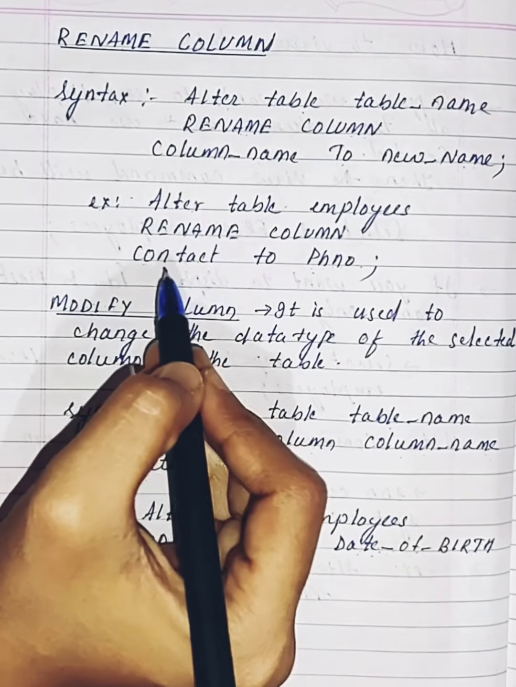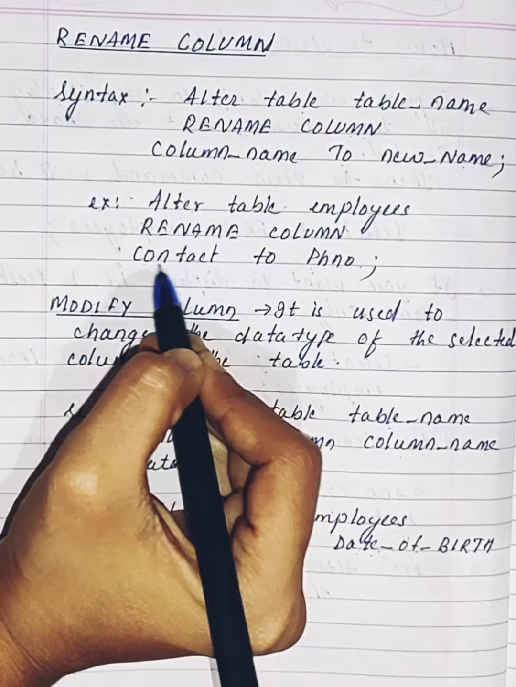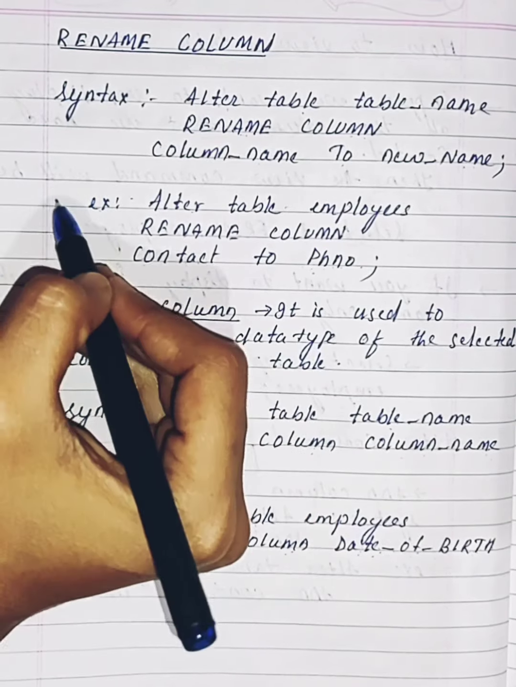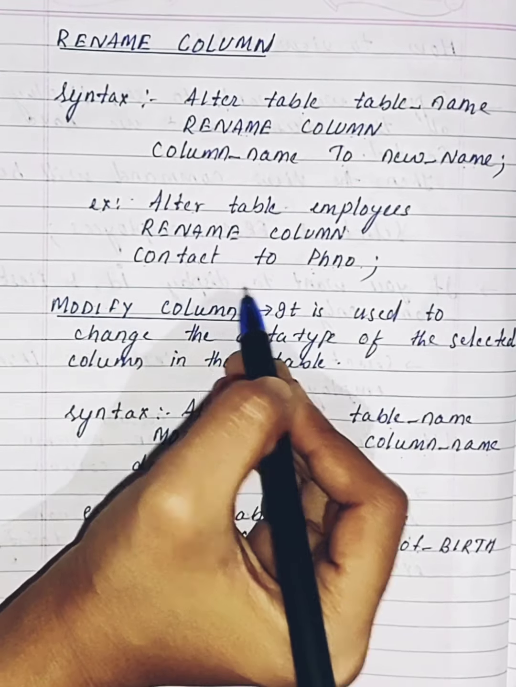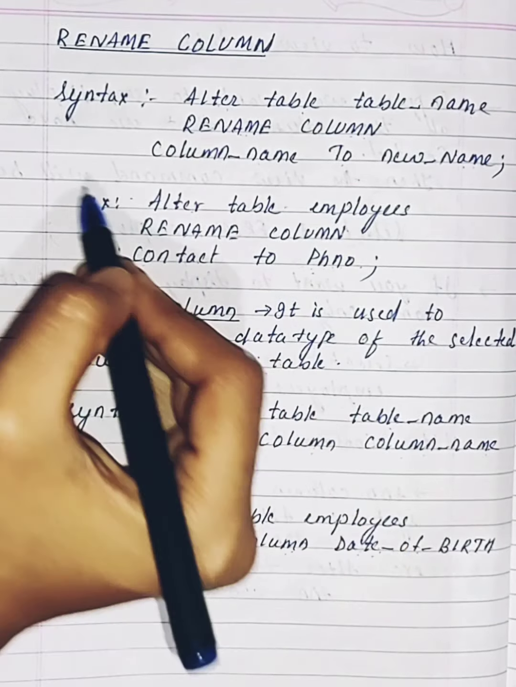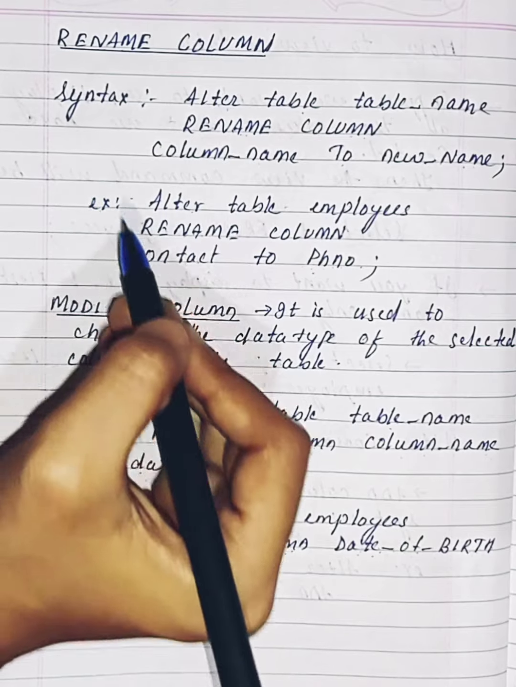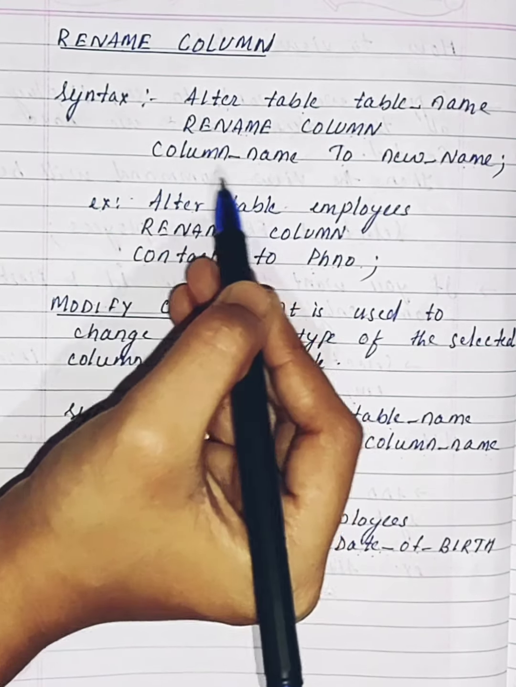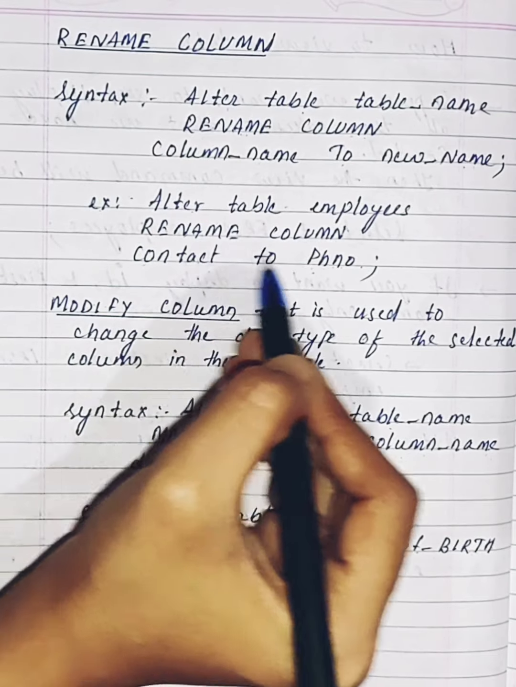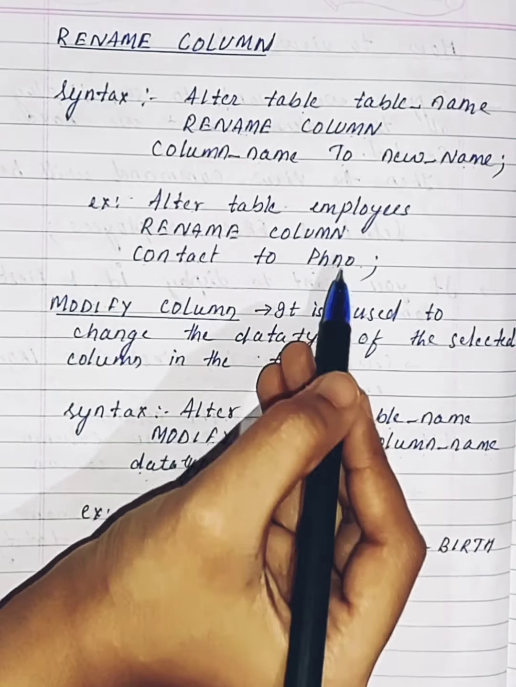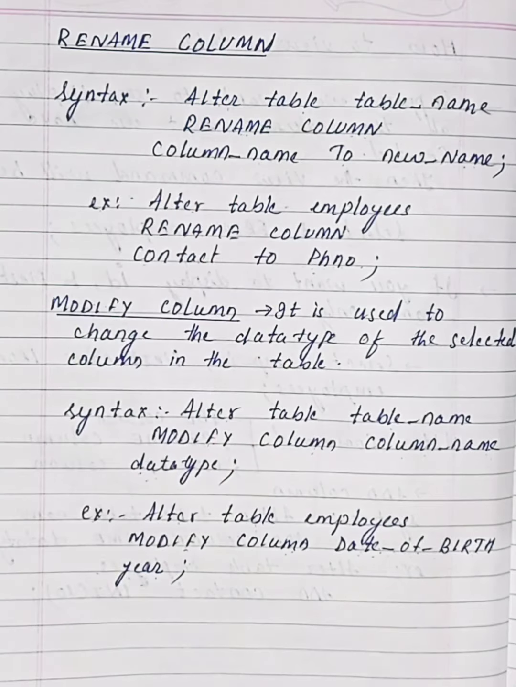Now this query will change the name of this column, that is contact, to phone number. So if we display what we have created, by writing select asterisk from employees, this will display the first column as employee ID, then the second column is first name, then salary, then in place of the contact column it will show phone number. I hope you are clear about the rename column.